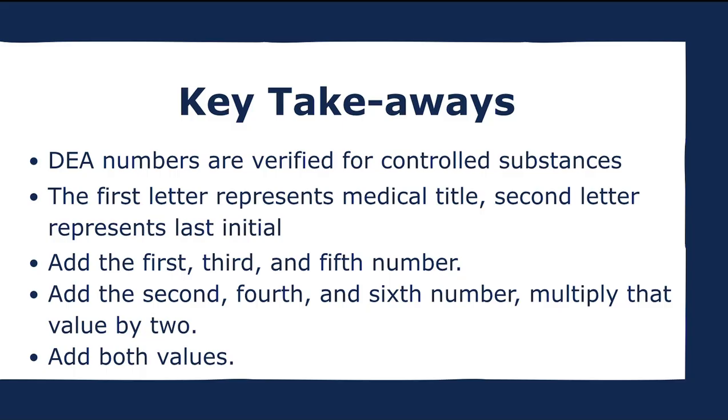So make sure that when you're verifying, the DEA number has those two parts to it. And then to solve a DEA number, remember this formula. You're going to add the first, the third, and the fifth number together. Then you're going to add the second, the fourth, and the sixth number together, and you're going to multiply that value by 2. And you're going to add both values. You're going to look at the last digit and make sure it corresponds with the DEA number's last digit.